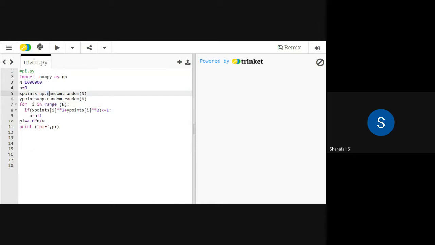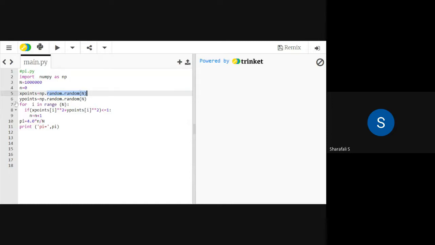We are using the np.random function here, np.random.random. This function will generate a number of floating values, or points, within the range 0 to 1. So this function will generate a number of random numbers, and those are floating values within 0 and 1.